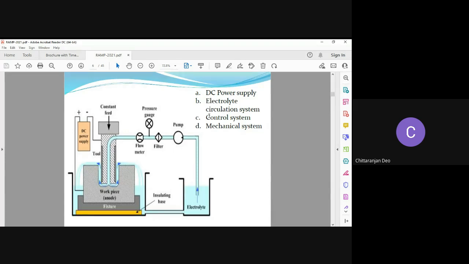In the mechanical system, fixation of the workpiece is provided by the fixture. The table and the frame are also important for the stable operation of the system at a constant gap.